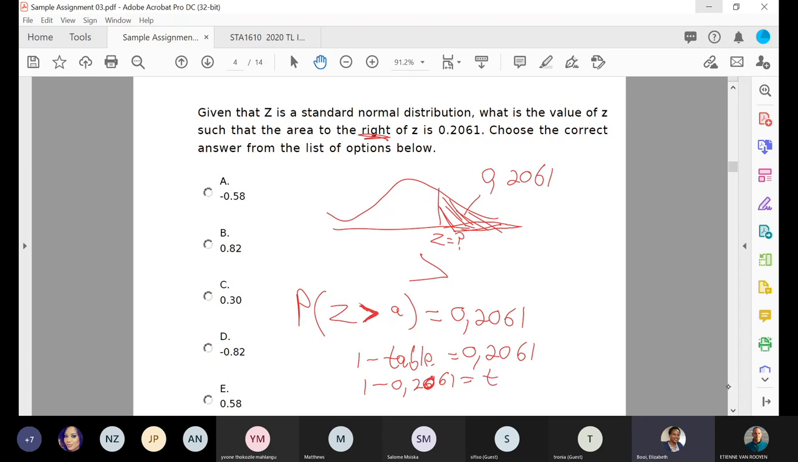0.2061 is equal to the table value, so that we can know what probability we are looking for on the table. So our table value will be equal to 1 minus 0.2061. It's 0.7939.